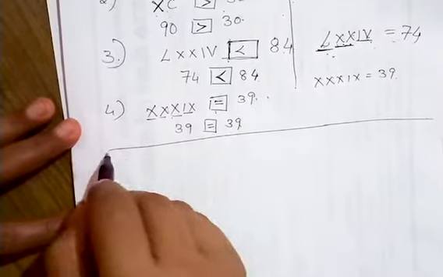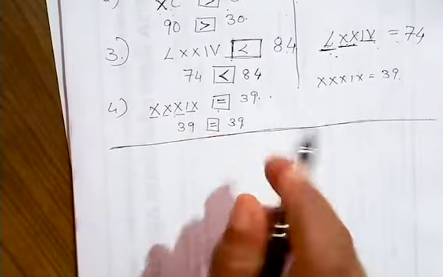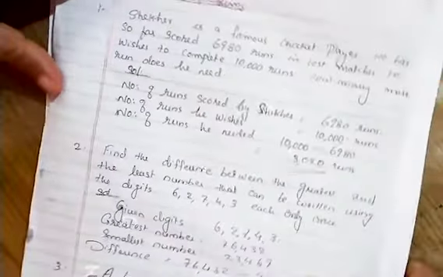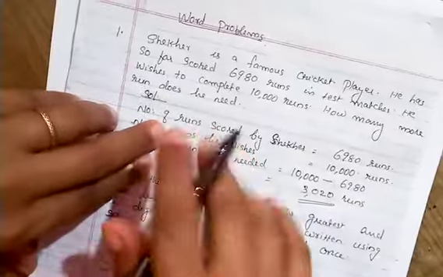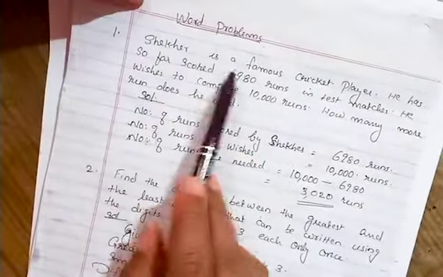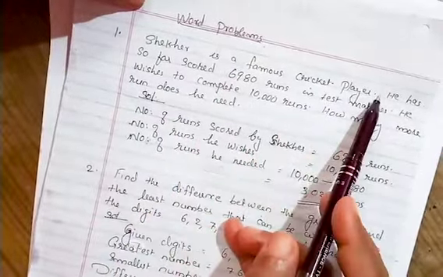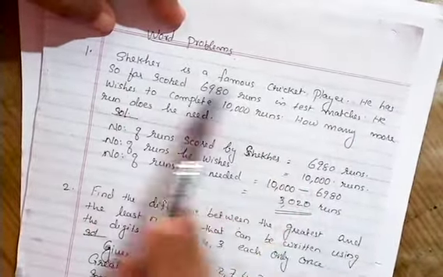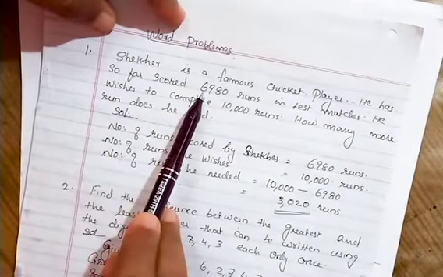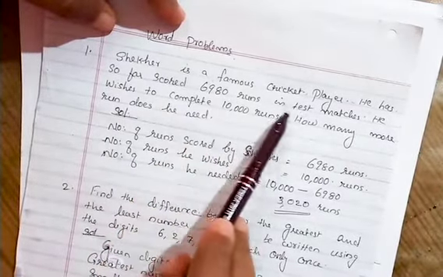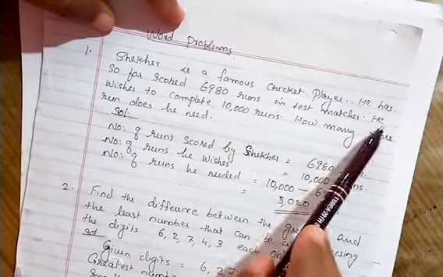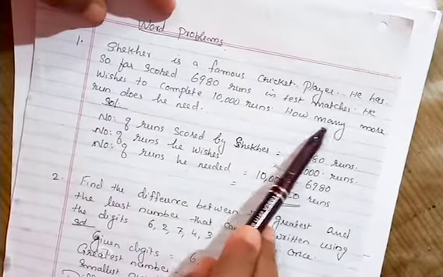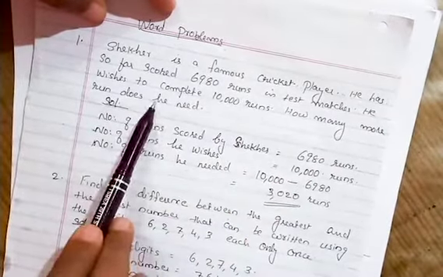Okay, here is a word problem. Listen. I will send you the questions also after this class. Shekhar is a famous cricket player. He has so far scored 6,980 runs in test matches. He wishes to complete 10,000 runs. How many more runs does he need?